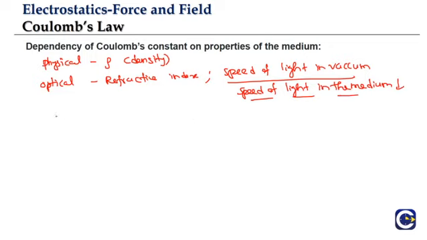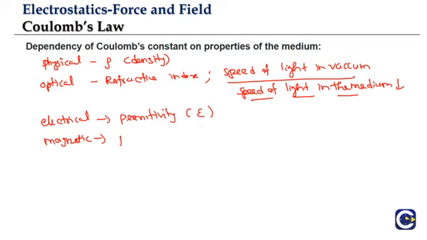Similarly, in the electricity and magnetism chapter, we will talk about electrical properties and magnetic properties. Magnetic properties we will talk about when we go to magnetism. So here, in electrical properties, we will use a property called permittivity. Permittivity is an important property of the medium, which we indicate with the symbol epsilon.